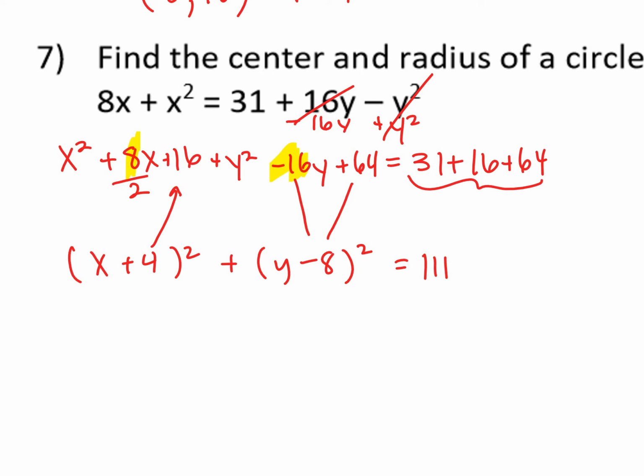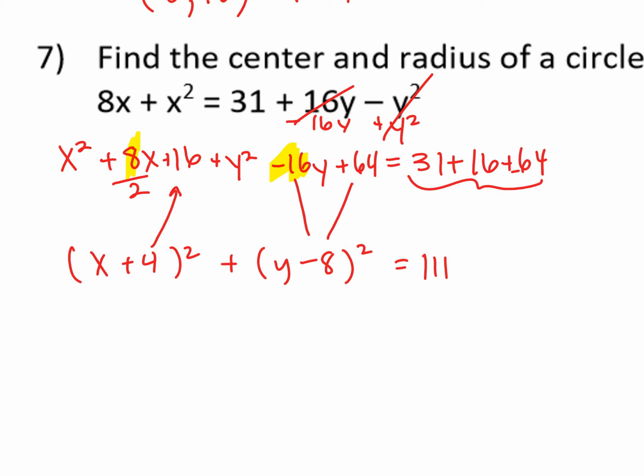I wonder if that's supposed to be 121, but maybe not. Plus 16 plus 64, 111. Okay. Make sure I didn't make any mistakes. 8 and 8 is 64. 16, we're adding 16 and 64. Okay. Square root of 111, I don't believe that's a perfect square.